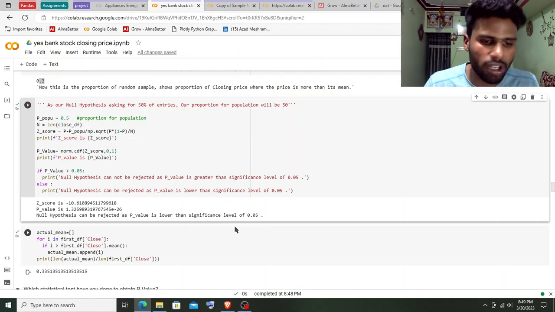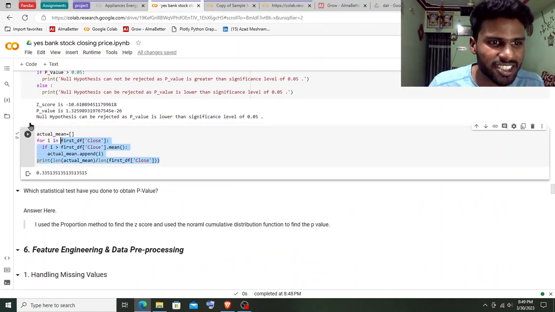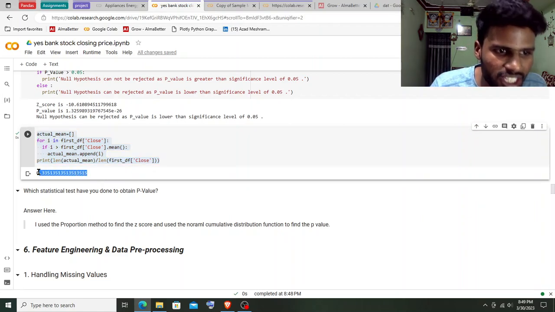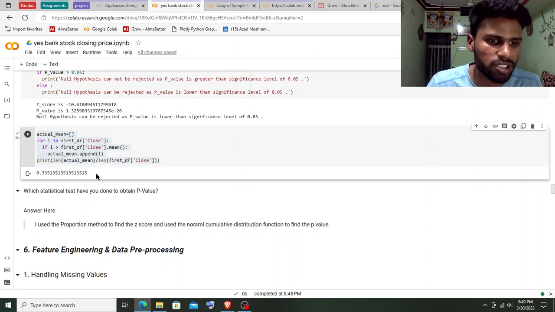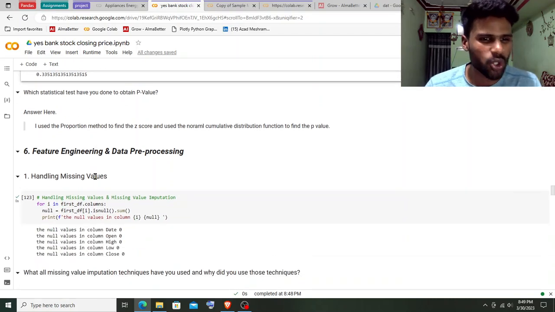And we could cross check this via this functionality, and it says out of the total closing prices only 0.33, meaning 33%, are the values which are closing above its mean. So this is cross checked. Now let's go towards feature engineering.